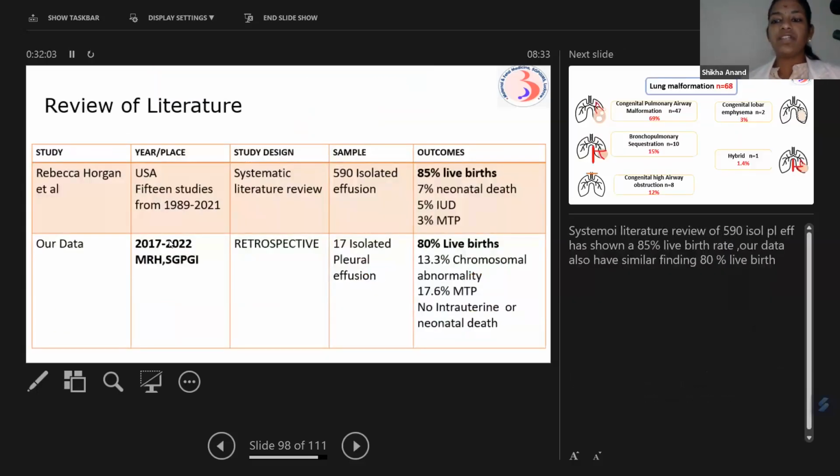The systematic literature review of pleural effusion shows that there were 590 isolated cases which have shown 85% live birth rate. Our data has also a similar finding of 80% live birth.